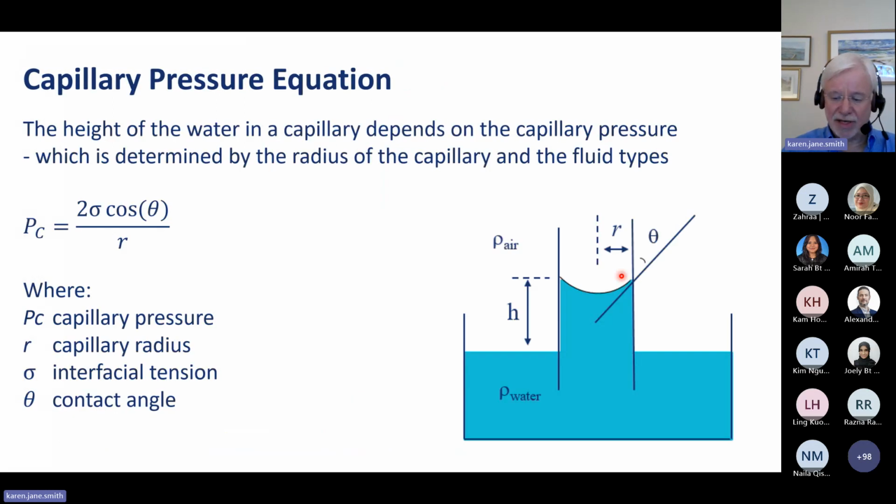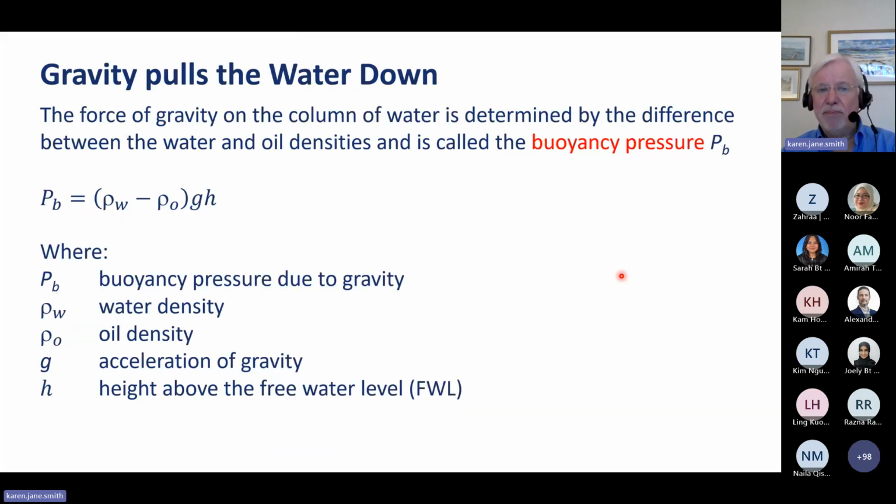I won't go into this. It's in the notes from this masterclass. But this is the capillary pressure equation. This is competing with the gravity, and this is the equation for the competing gravity, also effective upon the water. So the force of gravity on a column of water is determined by the difference between the oil and water densities, and this is called the buoyancy pressure.